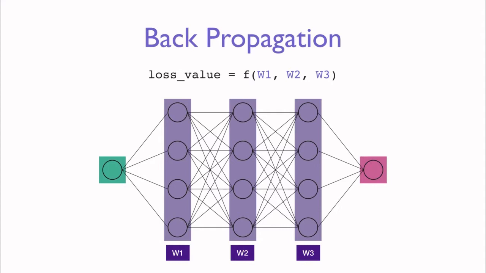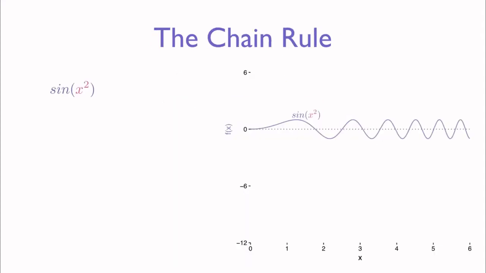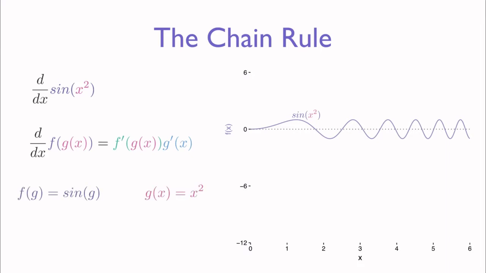Let's look at a more intuitive example. Imagine we have a function nested inside another function, like x squared nested inside the sine function, which I plotted here. The derivative, which we're going to write using another standard format, is described by the chain rule as such. So we have one function, g of x, which is x squared, nested inside another function, which means we have f of g, that's the sine function.